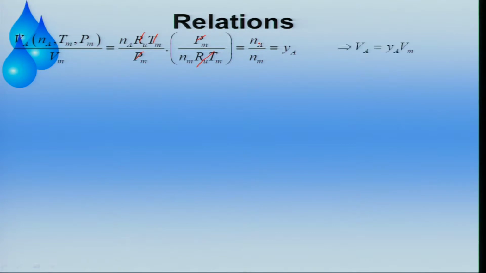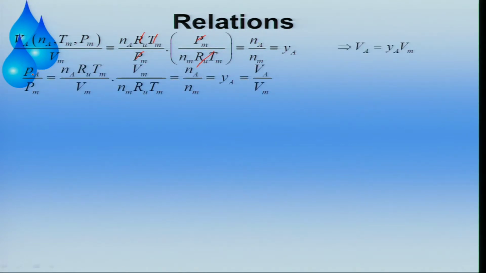And similarly, we can look at the partial pressure P_a by P_m. If I look at that, we can write P_a as N_a R_u T_m divided by V_m, into V_m divided by N_m R_u T_m. So, this will cancel out, and you will get N_a by N_m, which is nothing but your mole fraction of A, and which is equal to V_a by V_m, right. What does it indicate? It indicates that the pressure fraction is equal to the mole fraction is equal to the volume fraction, of course, only for an ideal gas. This is a very important concept which you must keep in mind.